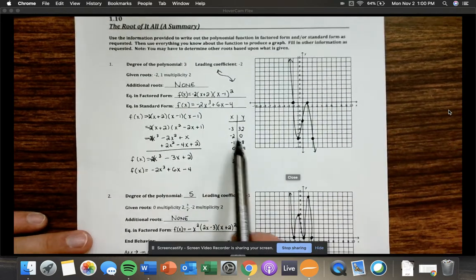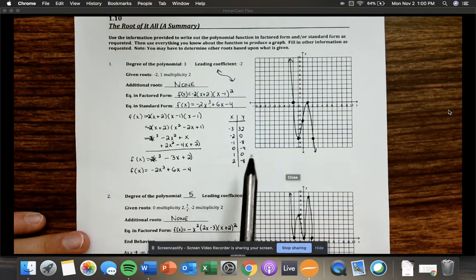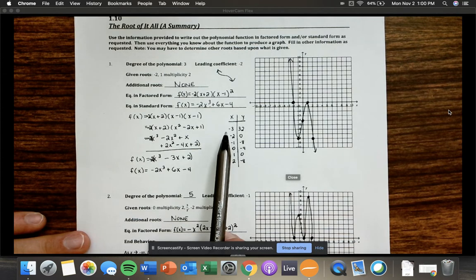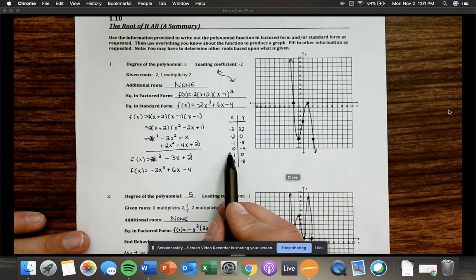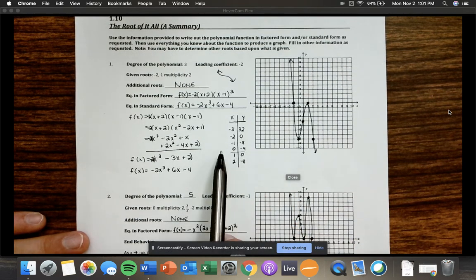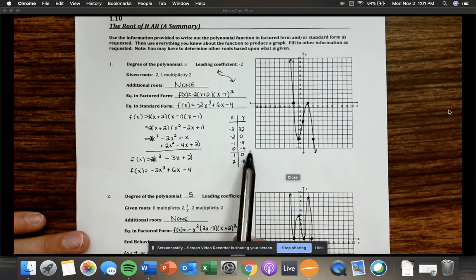So we just need some extra points. We can find one before -2, at -3, we get 32. We can find one in between -2 and 0, because we definitely want the y-intercept here. So this is definitely one we want to find. We can get -1, we'll get the y-intercept, we already have one at 1, so let's find one after 1, which we'll pick 2.